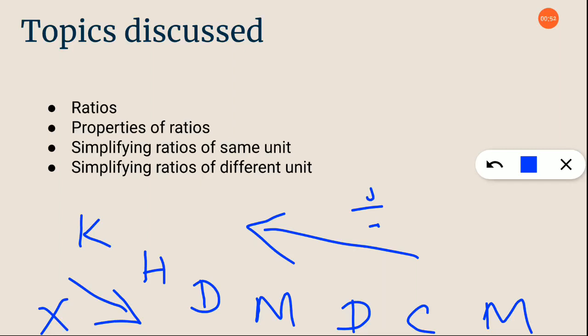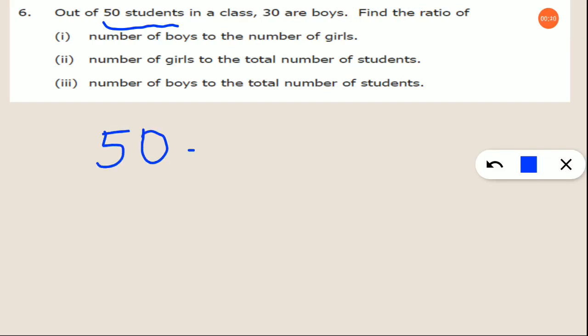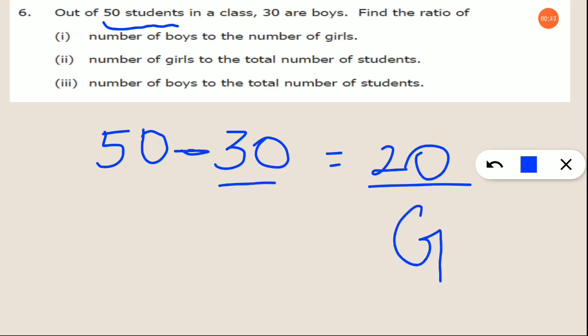Now, shall we solve this sum? Look at the question. Out of 50 students in a class, 30 are boys. Find the ratio of, and they have listed out a few questions. First, they are telling you the total number of students in the class is 50. In that, 30 are boys. So, only 30 students are boys. So, the remaining 20 are girls. This is the first thing to be found out.